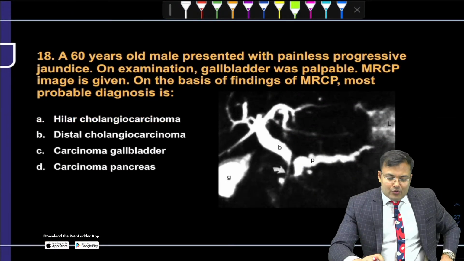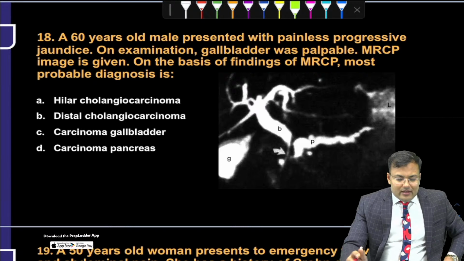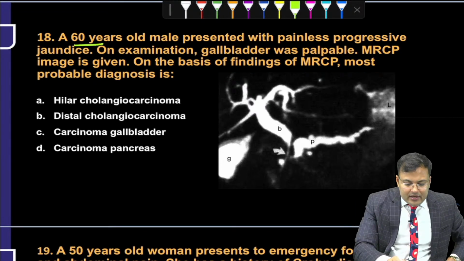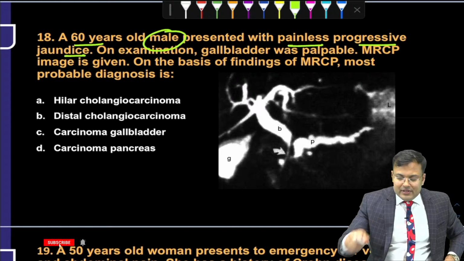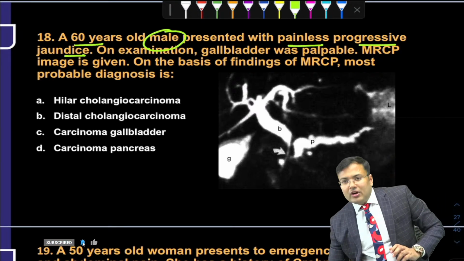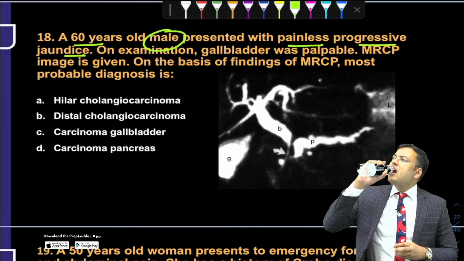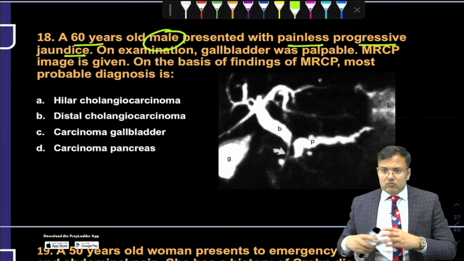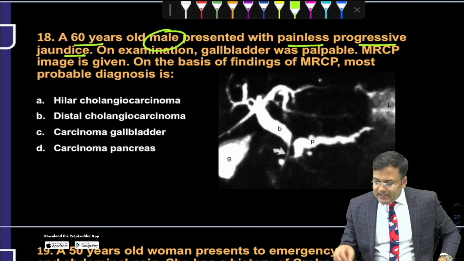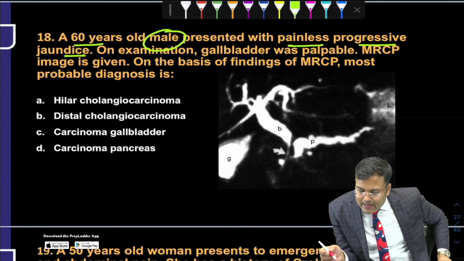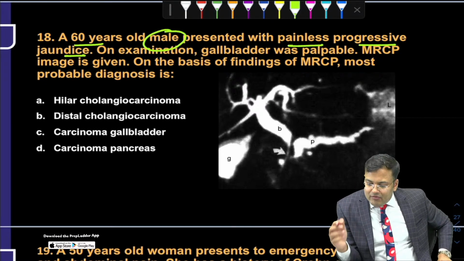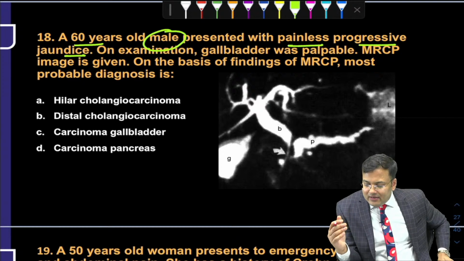This question is for you guys. See the age, 60 years old, male, presented with painless progressive jaundice. First you tell me, this painless progressive jaundice is the characteristic feature of which malignancy? I am waiting for your reply. Painless progressive, central dot sign, very good. He wants to say on CT there is central dot.